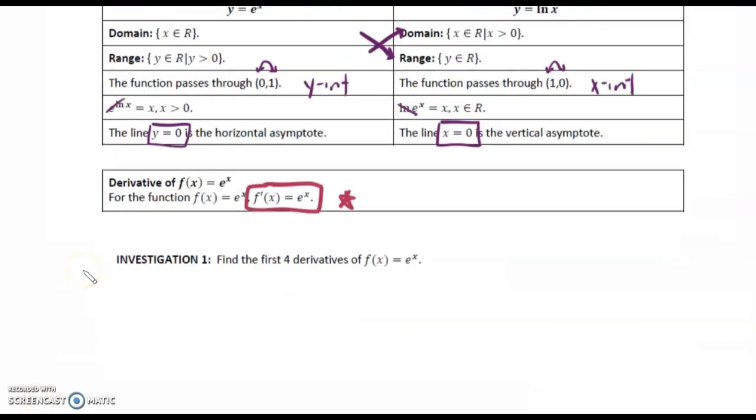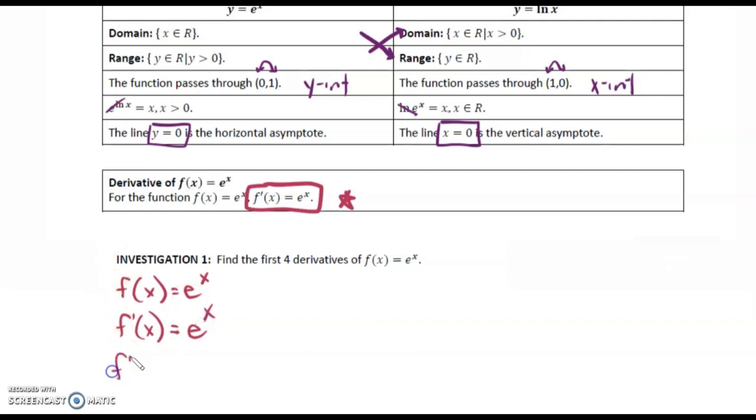Okay, so let's do a little bit of an investigation. We're going to find the first 4 derivatives of f(x) = e^x. I was thinking about going across and listing them. So we have f(x) = e^x. Well, the derivative of e^x is e^x.